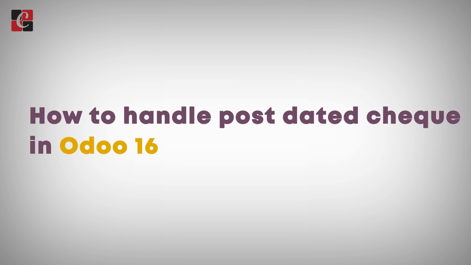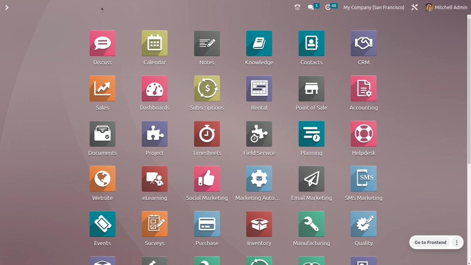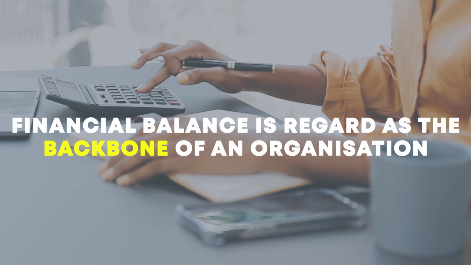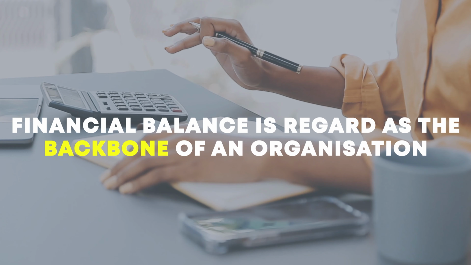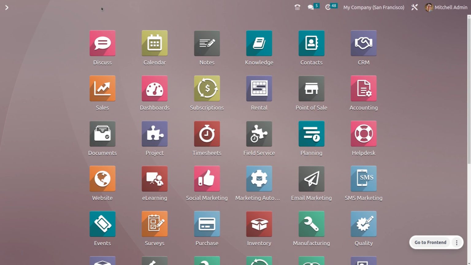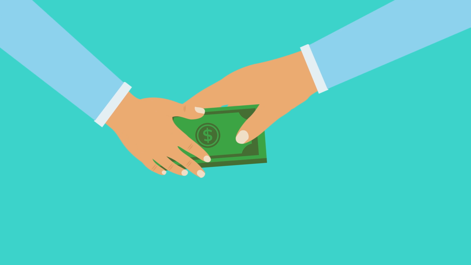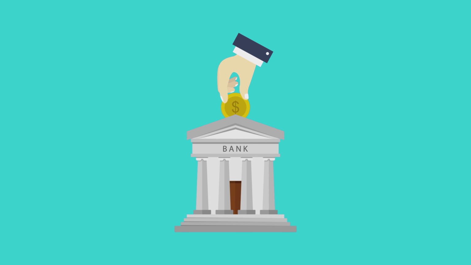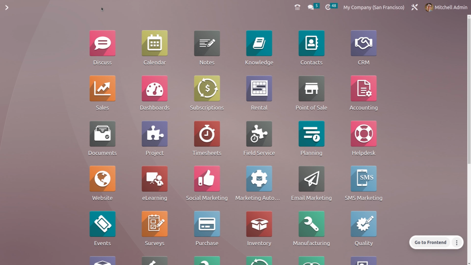So let's discuss how to handle post dated check in Odoo 16. Financial balance is regarded as the backbone of an organization. When a firm deals with sales or purchases, proper accounting is required. As a result, customers can make a variety of payments, and customers can pay the billed amount in cash or through bank transfer. Dealing with checks is not as simple as dealing with other forms of payment.